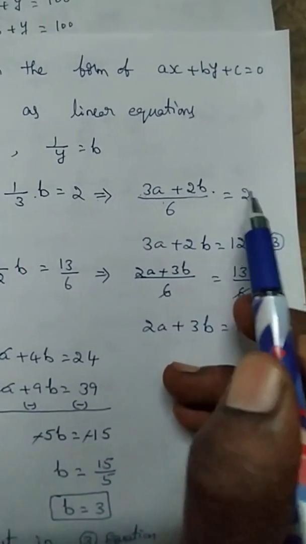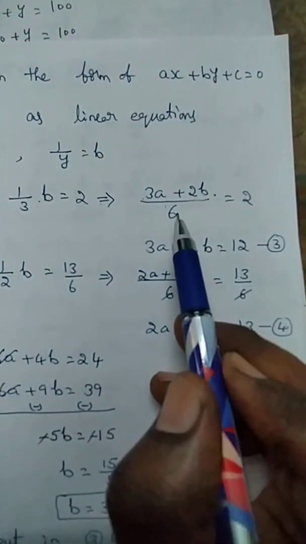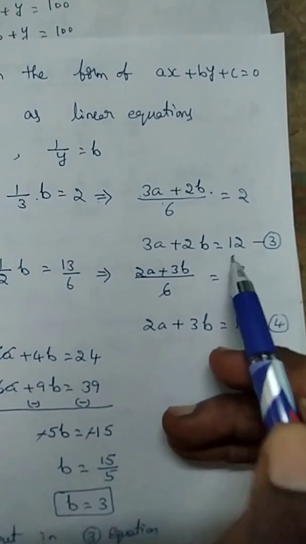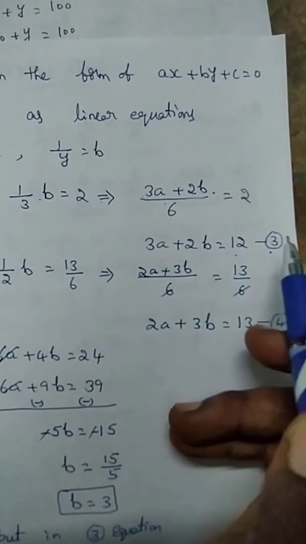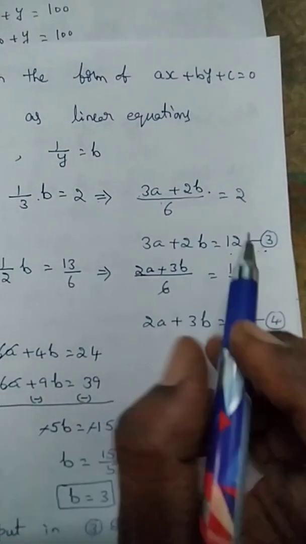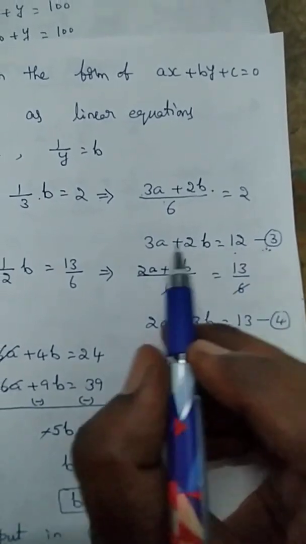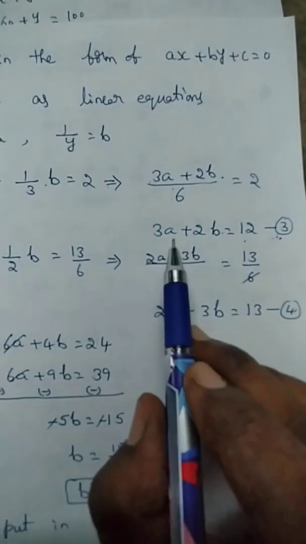3a plus 2b is equal to 2, then the 6 is to be transposed to the right side. 6 2s are 12. This is the third equation. We are preparing a new equation based on that first equation. That is the third equation with the variables a and b. Now it is in linear equation form.